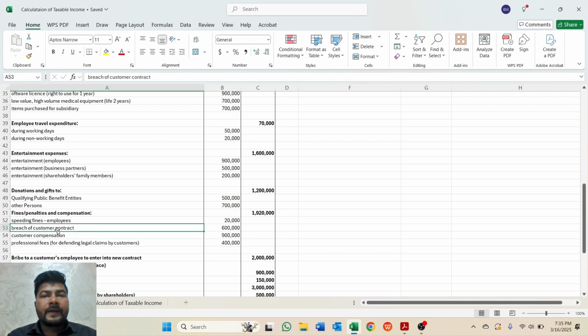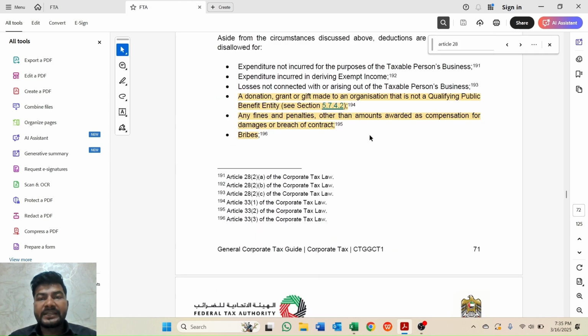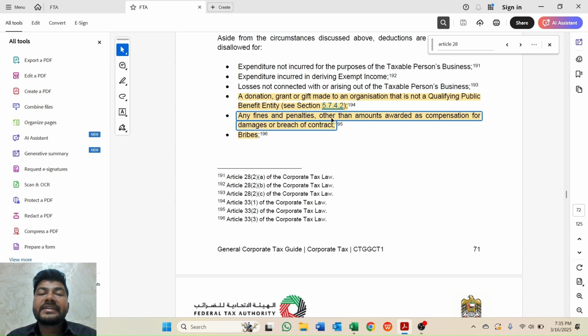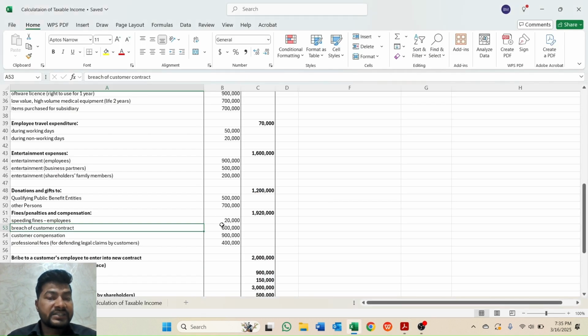Now another is breach of contract. Since it is breach of contract, you can see here compensation for damage or breach of contract, other than that means other will not be allowed, but since it is in the nature of breach or damage of contract, it is allowed. So this 600,000 will be allowed as deduction.